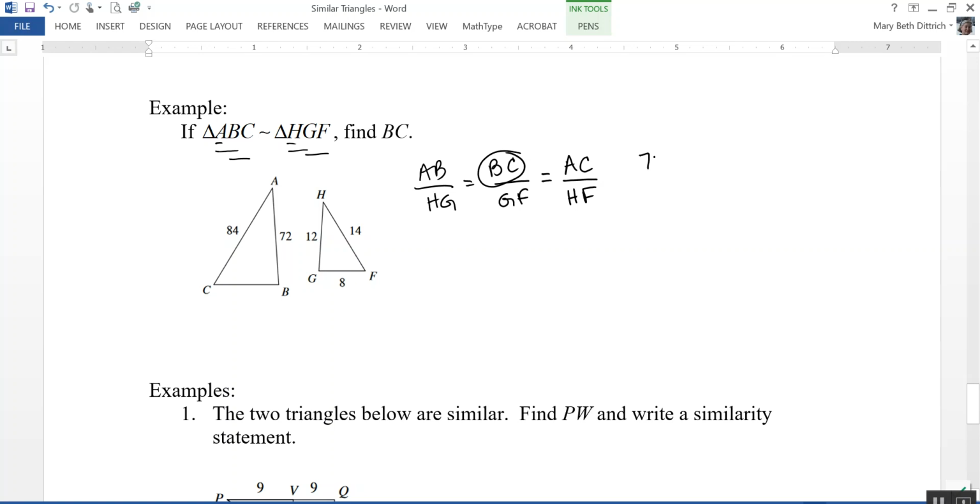So AB is 72, and HG is 12, and that's equal to BC over GF, which is 8. And doing some cross multiplying here, 12 times BC is equal to 576. So BC is equal to 48.